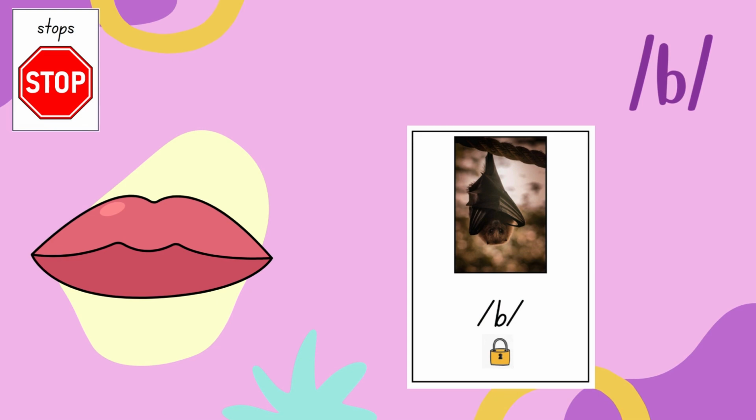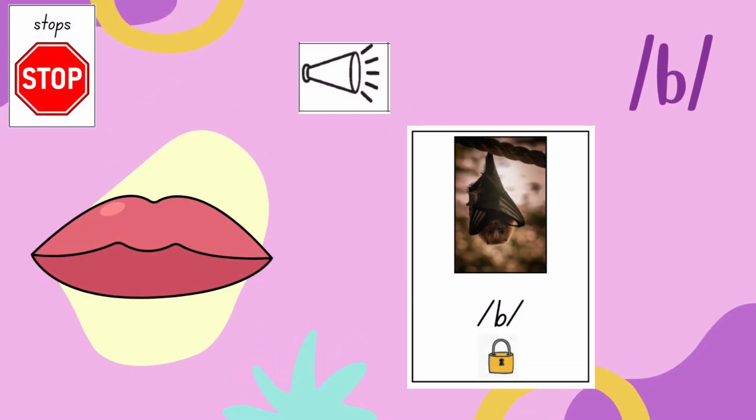When you make the b sound, like at the beginning of the word bat, you put your lips together and make your lips pop. Your voice is turned on when you say b.